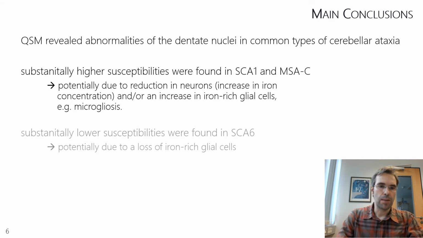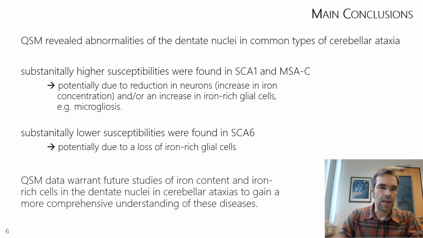The lower susceptibility measured in SCA6 patients confirms previous studies and suggests a loss of iron-rich glial cells. Magnetic susceptibility data warrant future studies of iron content and iron-rich cells in the dentate nuclei to gain a more comprehensive understanding of the pathogenesis of cerebellar ataxias, as well as to explore additional biomarkers and treatment options.